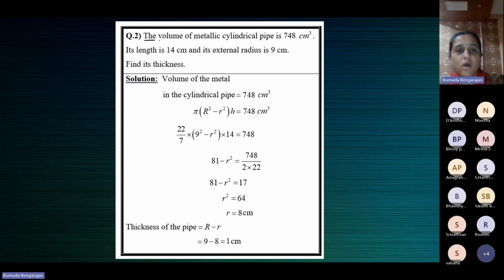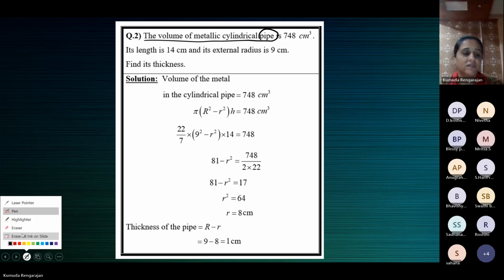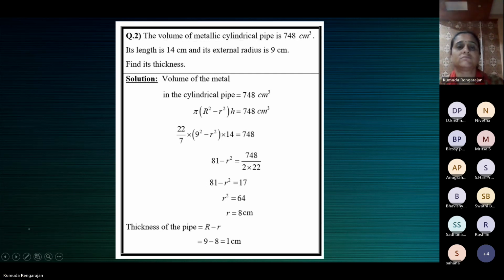The volume of a metallic cylindrical pipe. Now how do you make out if it is a hollow cylinder or a cylinder where the wall is not thick? Whenever they mention two radii, internal radius and external radius, in the question about a cylinder, it is a hollow cylinder. If they mention only one radius, then it's a cylinder, meaning it may be a solid cylinder or whatever.